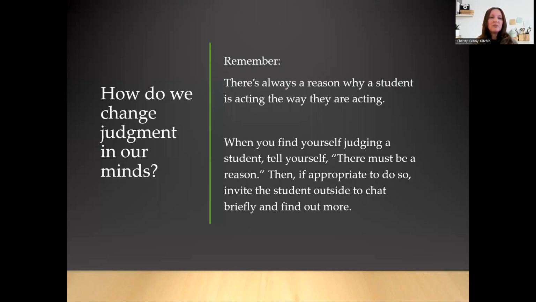So how do we change judgment in our minds? Remember, there's always a reason why a student is acting the way they're acting. When you find yourself judging a student, tell yourself there must be a reason. Then, if appropriate to do so, invite the student outside to chat briefly and find out more. And one thing I will say, always keep the door open so that students can't say something happened that didn't happen, that you yelled at them or you did something wrong. Okay.